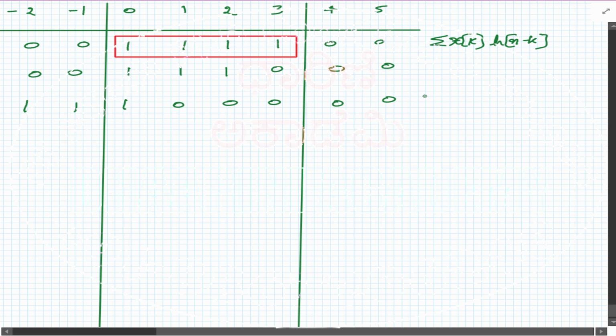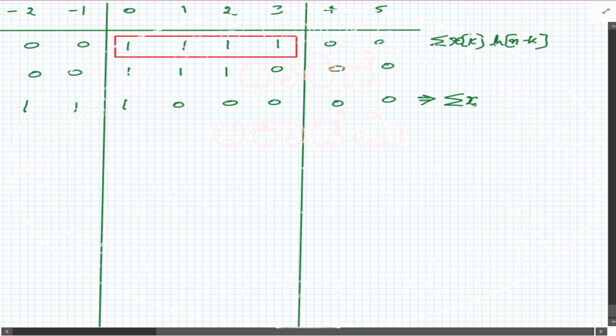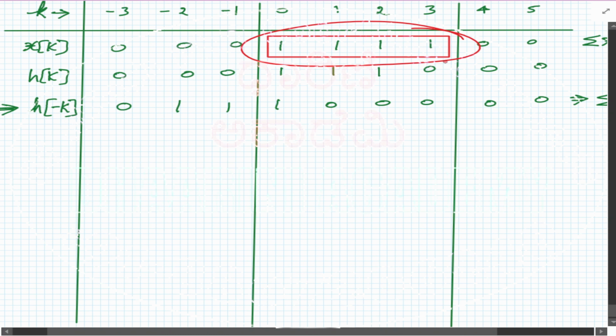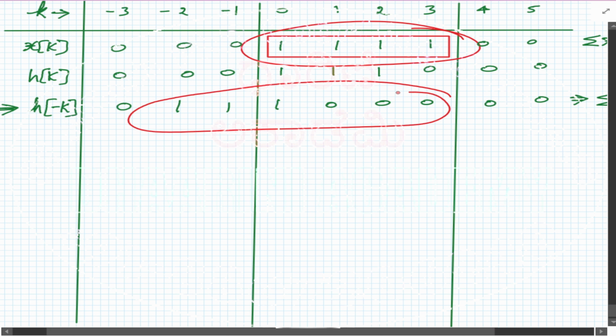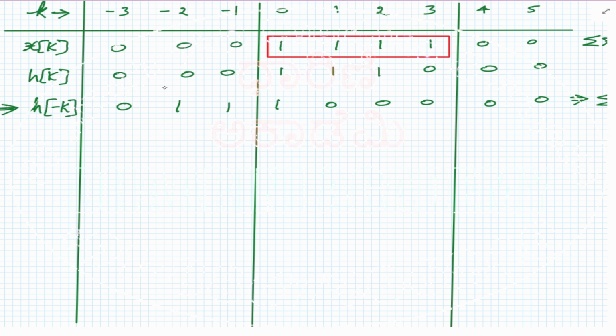This is what I want to calculate, correct? So in this case I know that n is equal to 0. I want to calculate the summation of x of k. When n is not there, what should you write? This is h of minus k. I have an x of k here, multiply that with h of minus k, and take a sum. So you always do this point by point.